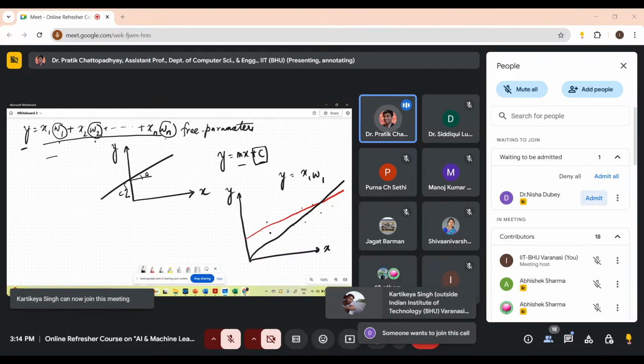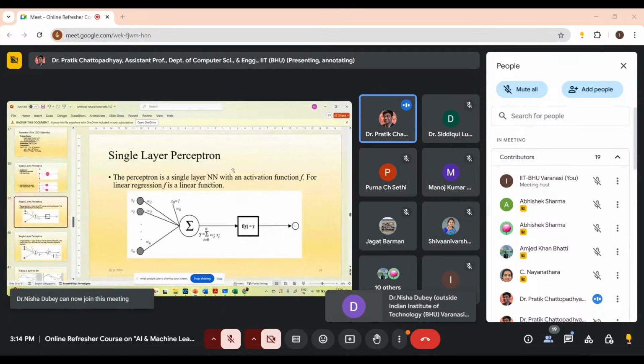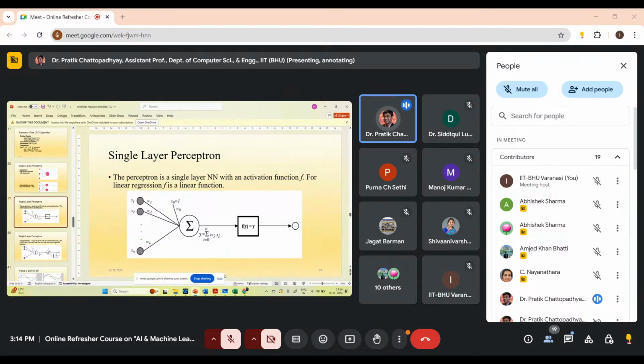That's why when we use neural networks, we always add this input to a neuron along with the other inputs. This is called the bias input. Okay, so now we get a straight line like this.